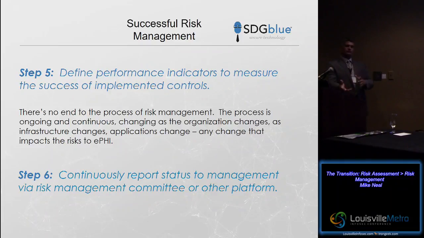And how do we know that the controls we're putting in place are effective without some type of metrics to measure them? So in this case, we have to define what those performance indicators are to say, my remediation controls are being effective, my processes are being effective in minimizing risk. How do I know that? Because as I circle back around the next year, I'm able to evaluate those metrics over time. I'm going to reassess my risk again, and I'm going to see that I have removed risks from the list from the year prior. Continuously report status to management via risk management committee or other platform.